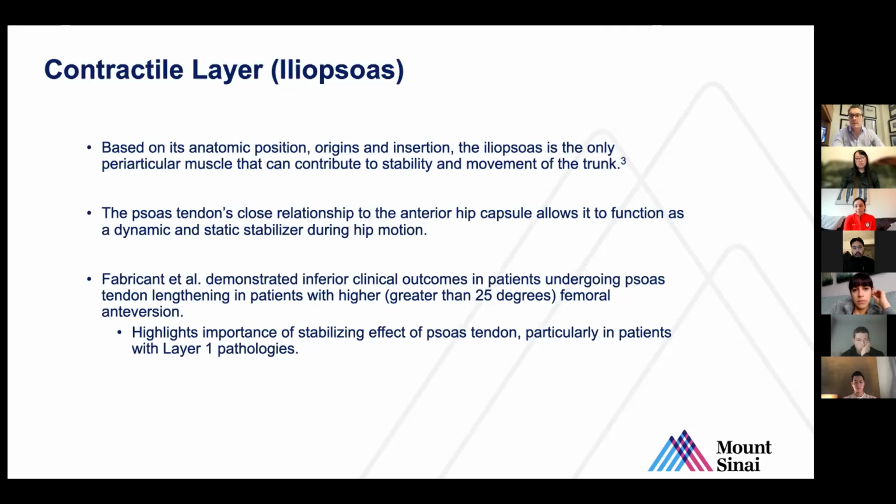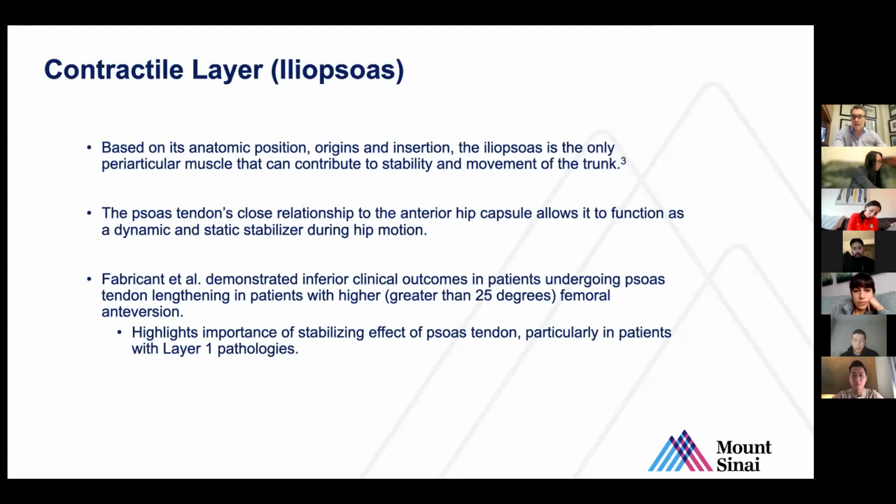One item to consider is the iliopsoas. The iliopsoas has been described as a potential impingement contributor. It comes over the anterior aspect of the acetabulum, and if it's tight enough and under dynamic circumstances, it's been described that it can actually cause lesions to the labrum in that region, just from direct force of the iliopsoas tendon on that anterior aspect of the labrum. The iliopsoas is the only periarticular muscle that can contribute to stability while moving the trunk. So it's very important for stability.